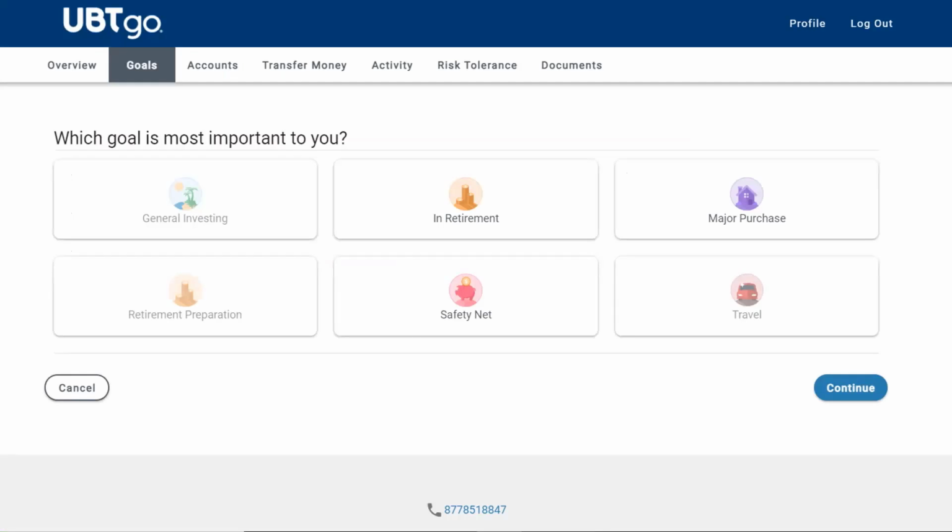There are a total of 6 goals available for you to select. We have 2 retirement goals. They are retirement preparation and in retirement. We also have 4 non-retirement goals for your various needs. They are major purchase, travel, general investing, and safety net.